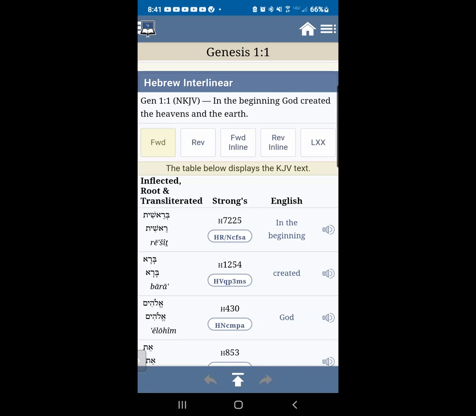So we see the Genesis 1:1, in the beginning, time, God created mass, the heavens, matter, and earth, right? So we see that space, time, mass, matter, and energy are all created here in Genesis 1:1.